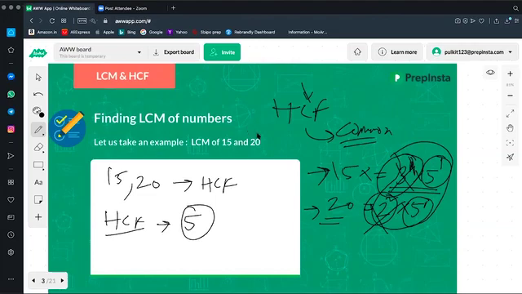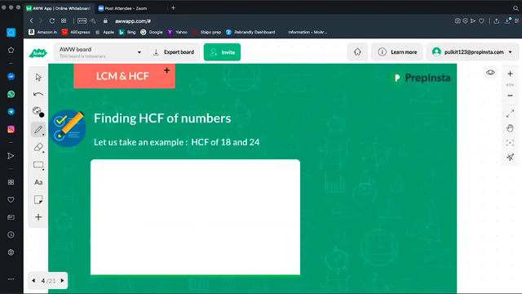Is that clear? The basics between LCM and HCF? Everyone, can I move on to the next slide now? All right. So can you guys find the HCF of these two numbers now, 18 and 24?